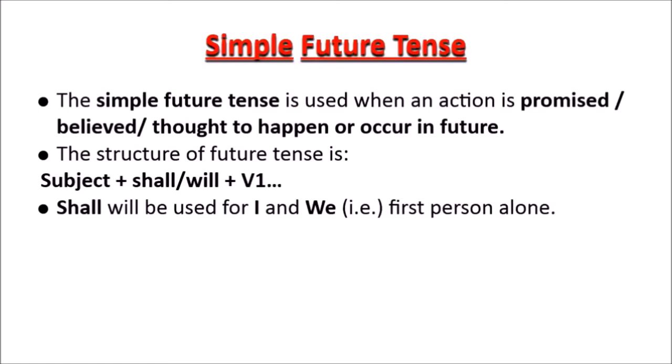Okay, so I have given the structure of future tense. Look at the structure there. Subject plus shall or will plus verb 1. Clear? So look at the next point. Shall will be used for I and we. That is the first person alone. Clear?